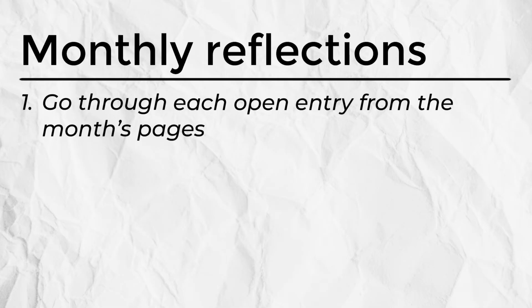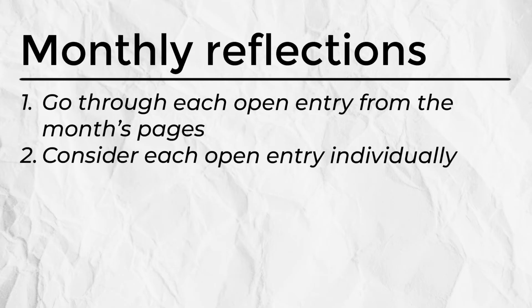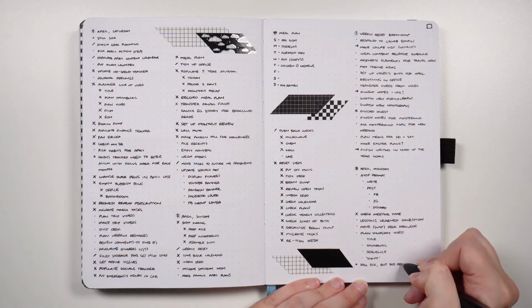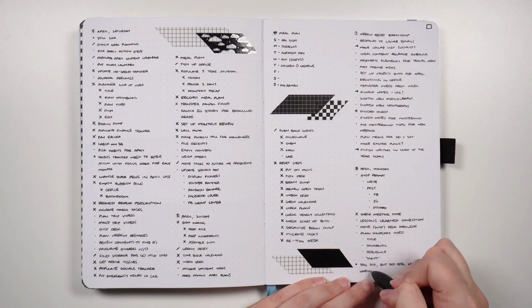To do monthly reflection as part of migration, you want to go through each of your open entries from the month and pause to consider each one. Are we going to bring this forward into the next month? If you feel resistance to rewrite them, that's good. Something that's not worth you rewriting is probably not something that's worth doing. We can use this reflection process to further weed out distractions and give us the freedom that comes with reclaiming our time, so we can spend time doing the stuff that does actually matter.